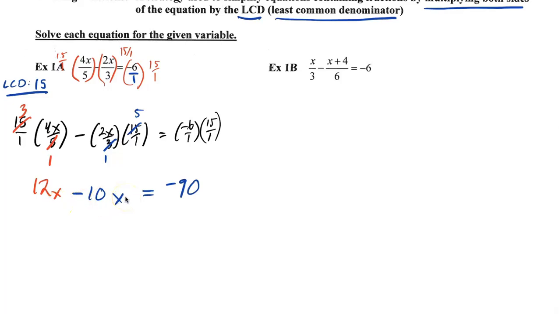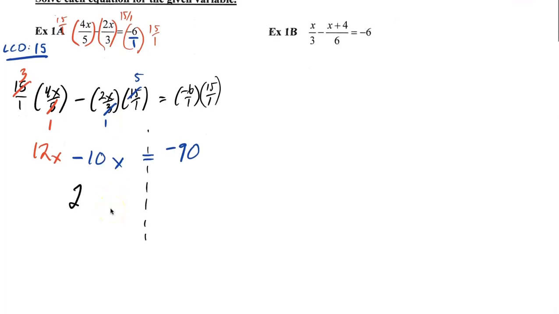Now, how do I solve this? Well, here's my equal sign, so there's a wall. Keep in mind, the first step you want to do is simplify if you can. So over here, I could simplify these two first. I'm not going to divide by 10 or anything. You can just add them up. So I get 2x, since 12 minus 10 is 2, equals negative 90. And now we can solve this like normal. I'm just going to divide both sides by 2 to get rid of the 2 that's multiplying the x. And x equals negative 45.